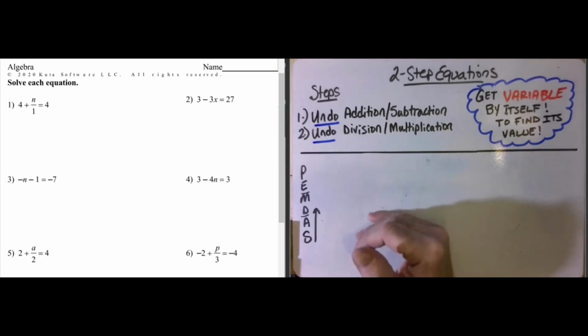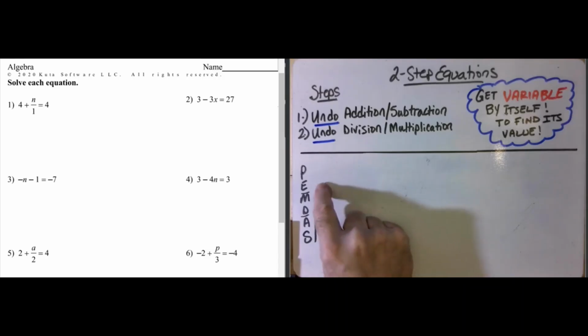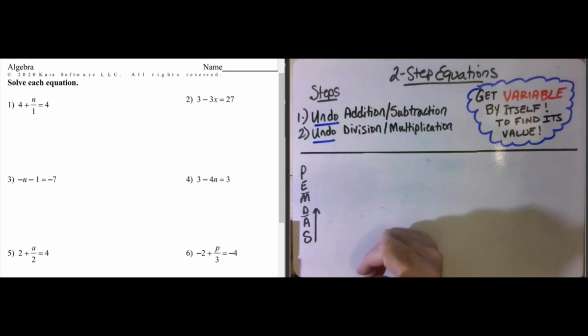And by undoing them, we're going backwards, so you can think of it that way if you like. We're using PEMDAS in reverse form: addition and subtraction first before multiplication and division. We're not going to be doing any exponents or parentheses or grouping in two-step. We will be doing that in multi-step equations. So let's go ahead and start working through some of the problems on the worksheet.